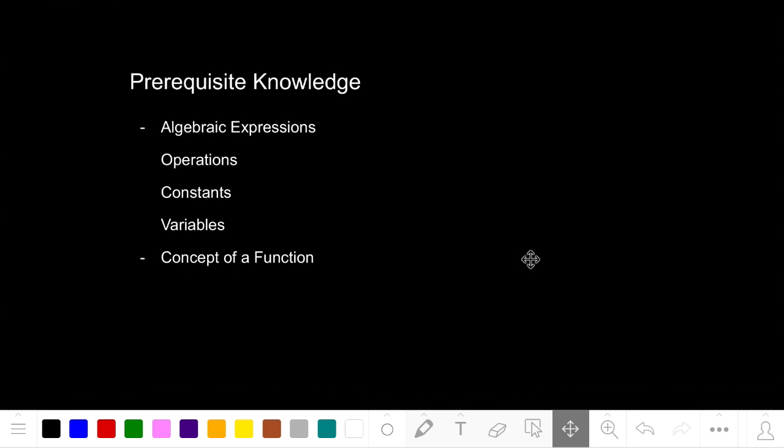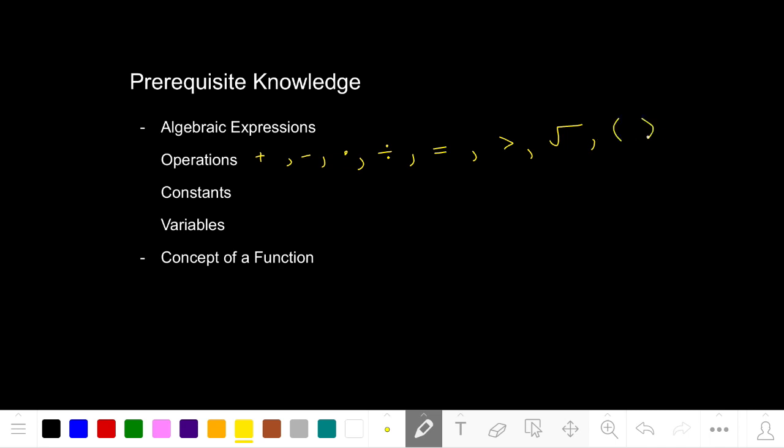Real quick, we're going to go over some prerequisite knowledge that you have to understand exponential functions. The first thing we need to know about is algebraic expressions. As a reminder, algebraic expressions are made up of broadly three different types of thing. Operations. These are things like addition, subtraction, multiplication, and division. But it's also things like equalities, inequalities, square roots, grouping symbols, or exponents.